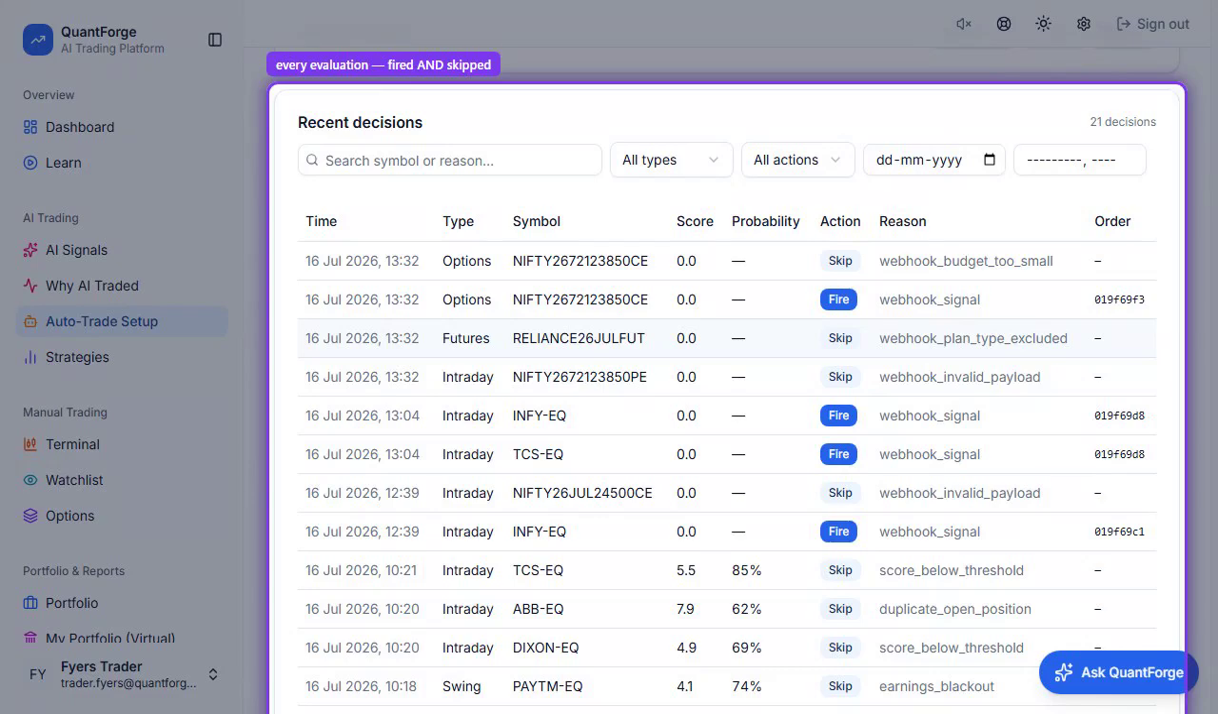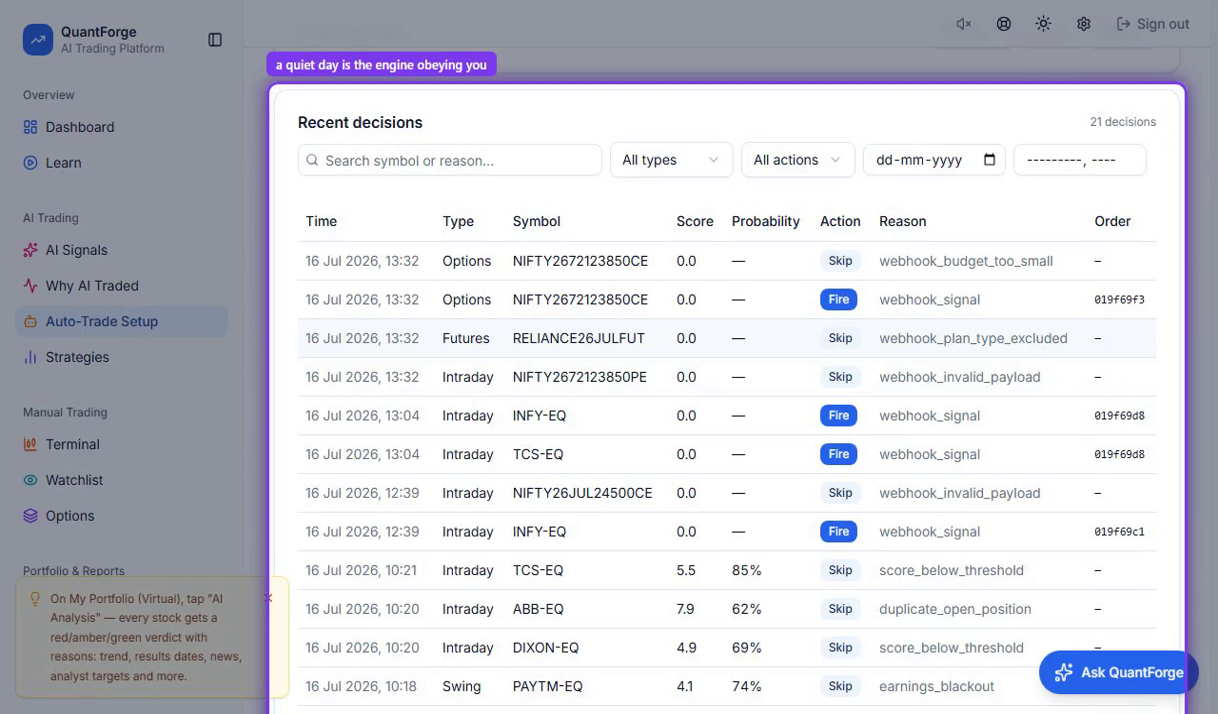Right, a quiet day usually reads score below threshold, over and over. That is the engine obeying you, not ignoring you. If you disagree with the silence, the fix is a setting on this page, not a complaint.